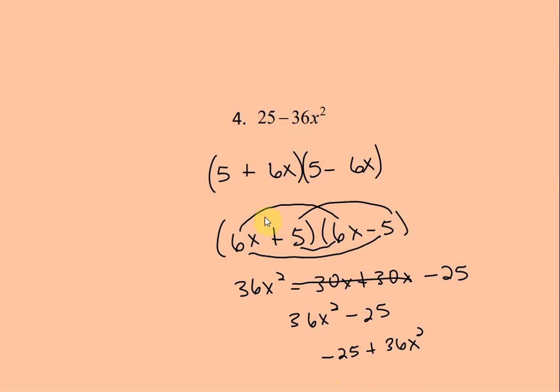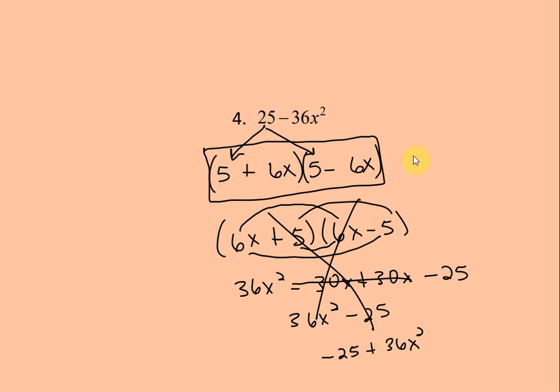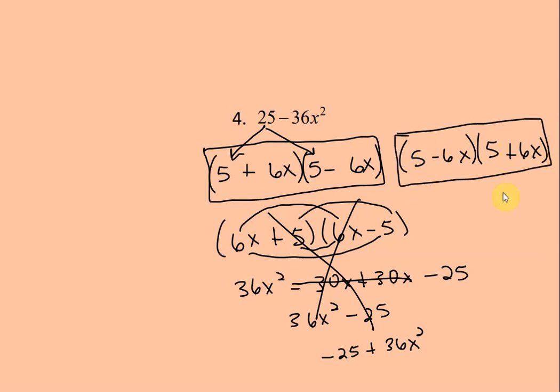So you can't just flip the stuff that's inside of the parentheses. Whatever came first needs to go first in your parentheses. Otherwise, your signs are going to be wrong. So this is incorrect, and this would be the correct solution. Again, you could write it as 5 minus 6x first, and then 5 plus 6x, but you can't switch the terms inside the parentheses around.